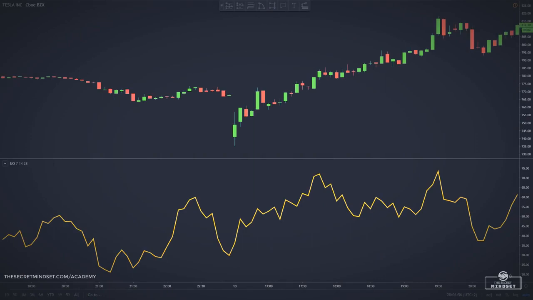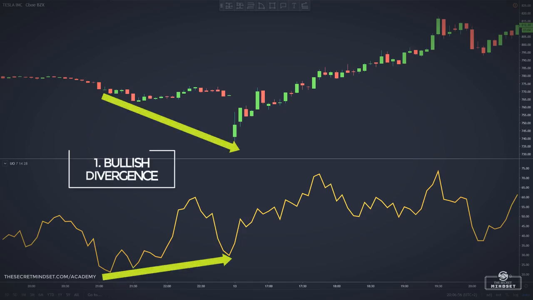In this example, we have a classic buy signal which met all conditions. First, we have the bullish divergence forming between the indicator and the price.